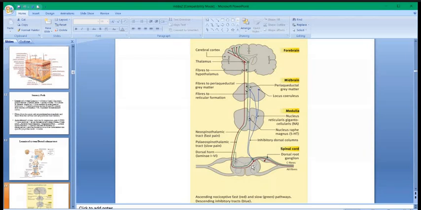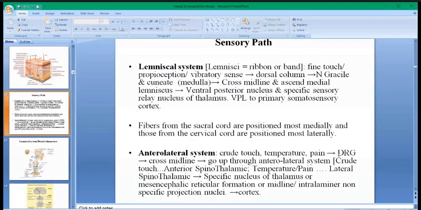So when there is thalamic last, that means it is a sensory path. When there is corticospinal, that is a motor tract. Am I clear? From here it goes up to the thalamus, from the thalamus the third order neuron. Again I am telling, DRG means dorsal root ganglion, cross the midline, go up to the anterolateral system.